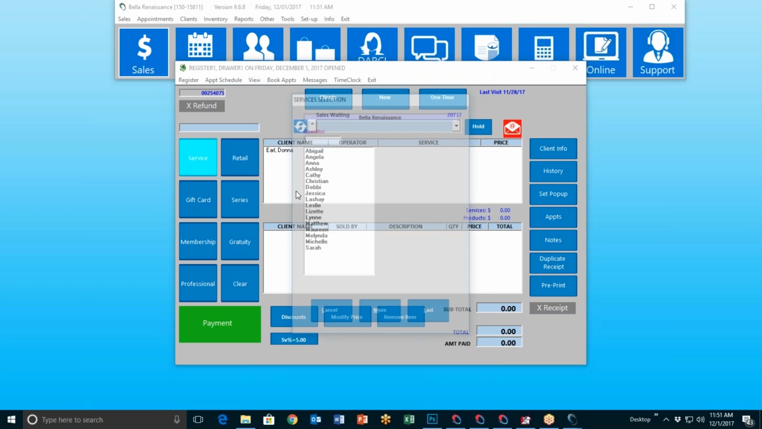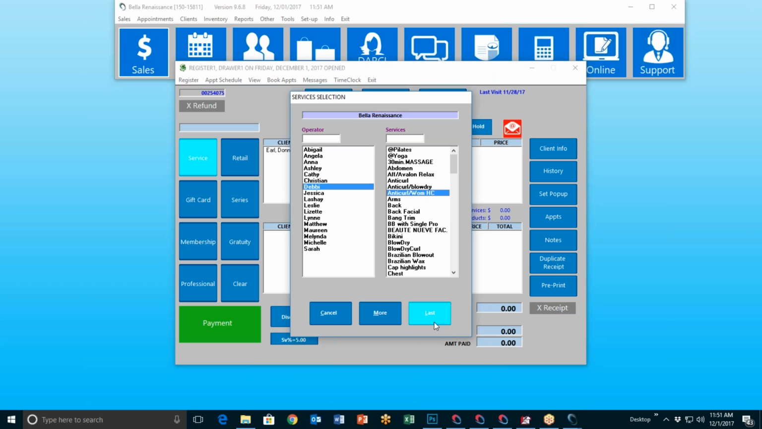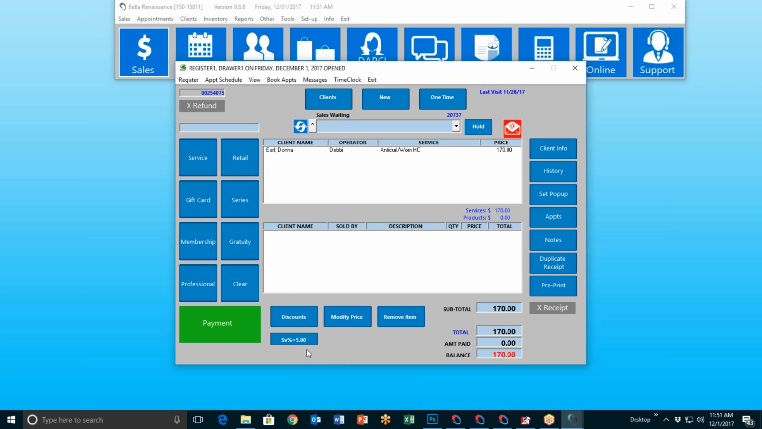Service, 5%. So she saw Debbie. She got an aunt's curlless haircut. She owes me $175. Click, and she gets 5% off automatically. Those will only pop up, service discount, retail discount, etc., if you have put them in the client file. So that's just another way to do it.